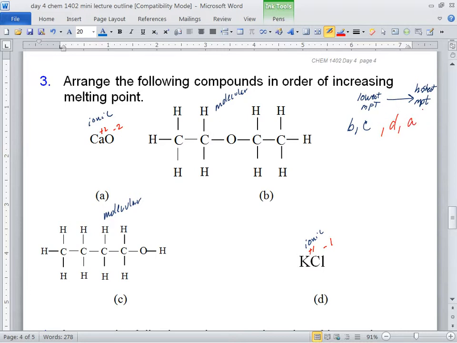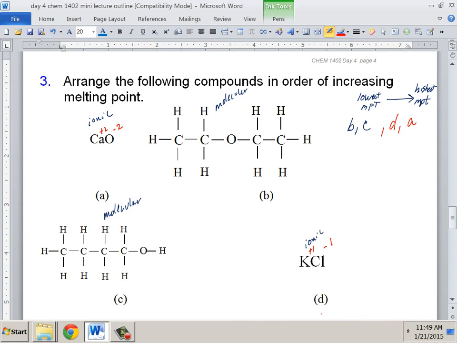So those are the games that you're going to be playing for the homework. Some calculations in getting unit cells, and then picking melting points. So come by if you have some questions.